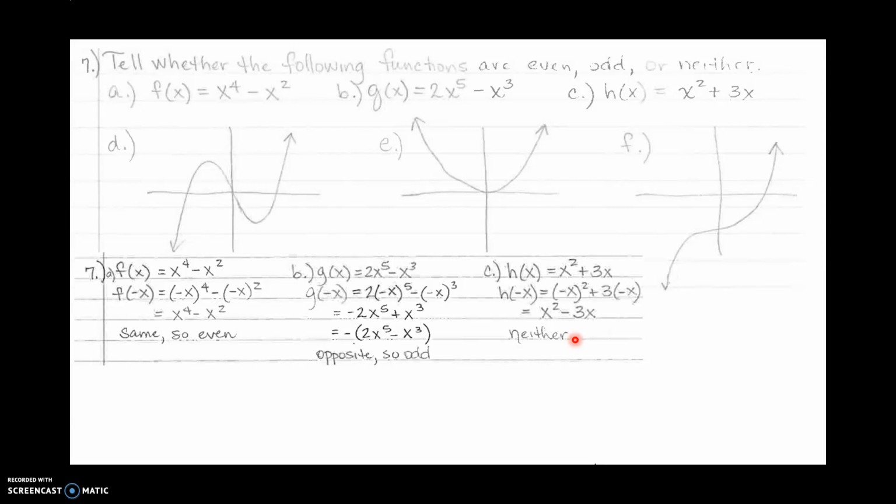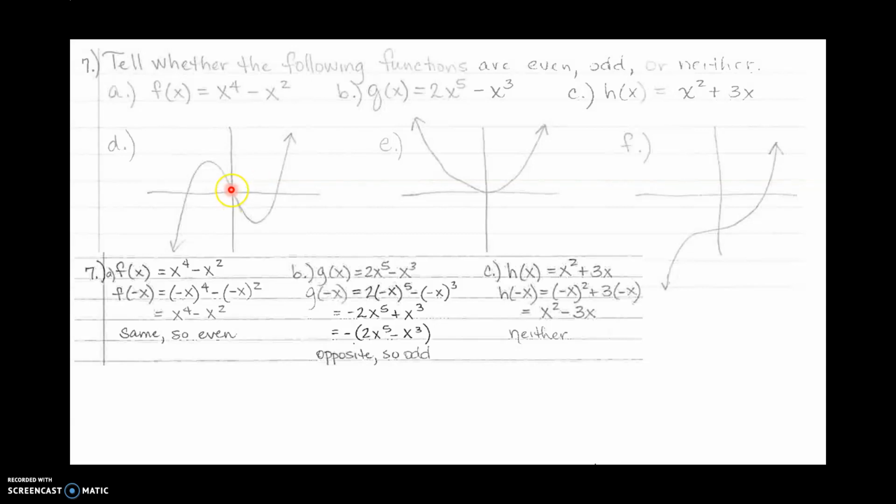Looking at a graph, I think it's even easier to tell if they're even, odd, or neither. All right, so if you're looking at a graph and you can fold the graph on the y-axis and it folds on top of itself, it's even. If you can turn the graph upside down and it's the same thing upside down as it is right side up, then it's odd. Otherwise, it's neither. All right, so let's look at each of these.